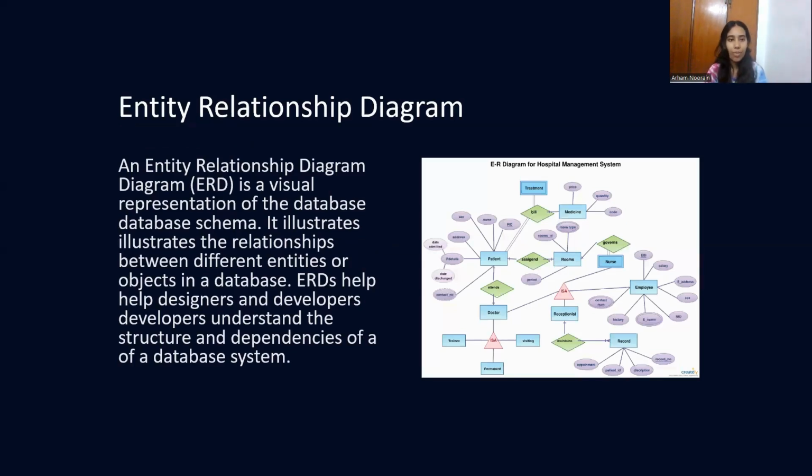An entity relationship diagram is a visual representation of the database schema. It illustrates the relationships between different entities and objects of the database. ERDs help designers and developers to understand the structure and the dependencies of the database system. Here in the diagram, we can see how big an ER diagram can be for a hospital management system. Similarly, we'll have separate management systems, showing how the ER diagram expands and expresses itself.